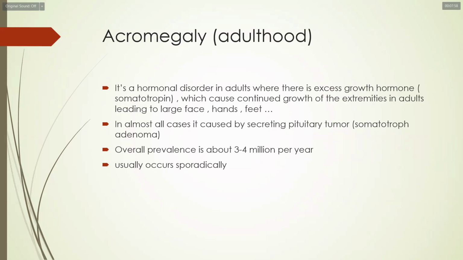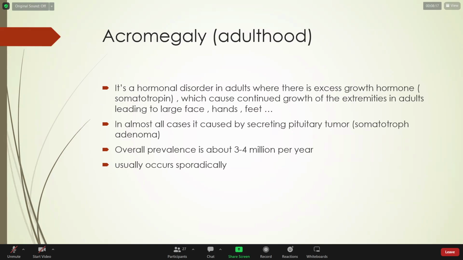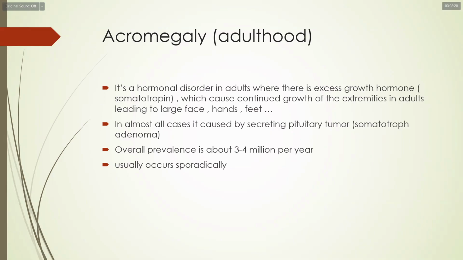Acromegaly is similar to gigantism but in adults. It's also a hormonal disorder where there is excess growth hormone, which causes continued growth of the extremities in adults, leading to a large face, hands, and feet. It's almost always caused by secreting pituitary tumors, somatotroph adenoma. The overall incidence is about 3 to 4 per million per year, and it's usually sporadic, but it may also happen due to mutation and cause familial acromegaly, typically a mutation in the AIP gene. Next.